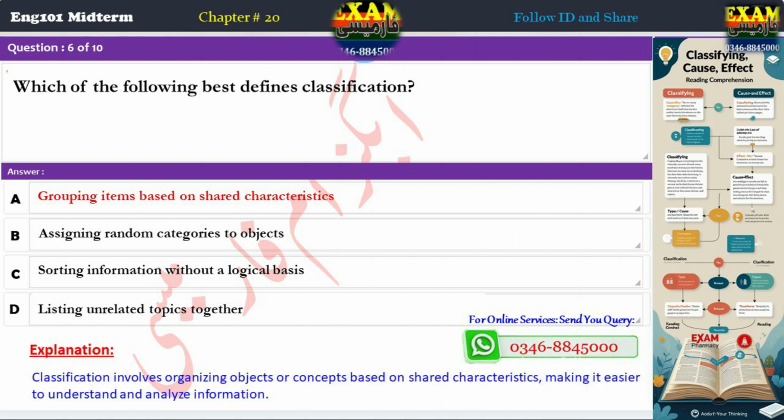Correct answer. A. Grouping items based on shared characteristics. Explanation. Classification involves organizing objects or concepts based on shared characteristics, making it easier to understand and analyze information.